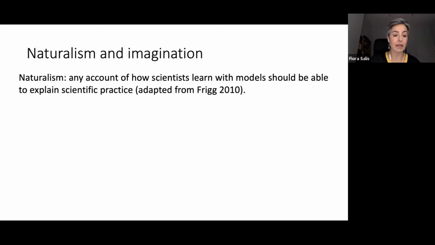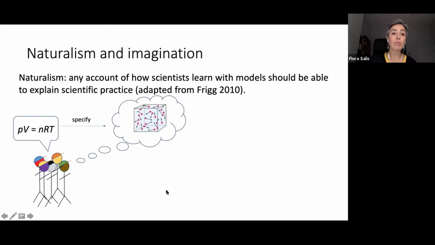The word naturalism has been introduced by Frigg in a paper from 2010, and it applies generally to theories of model. I'm adapting it here to an account of how scientists learn with models. And the key idea here is that any such account should be able to explain scientific practice.